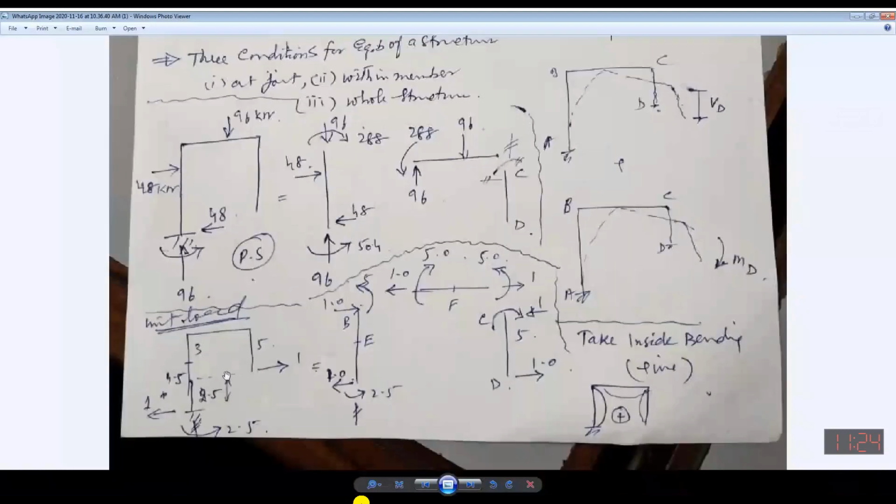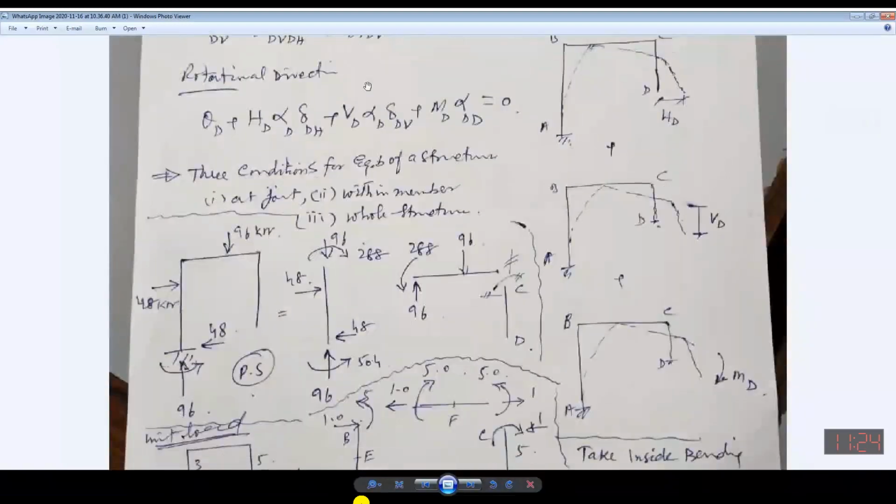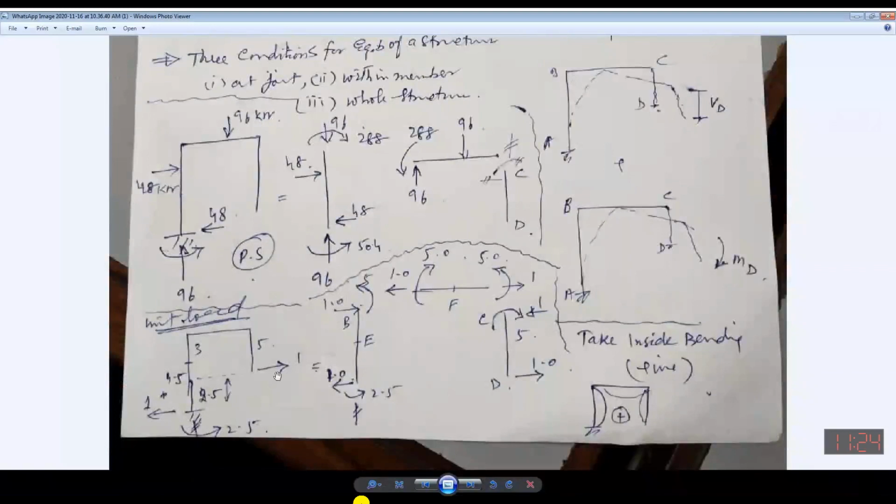This is also an exemplary calculation. As I have taken HD as a redundant, I will have to apply the unit load at the same location D in the horizontal direction, then this is 1. And this is the line of action. This is 5, this is 3, and this is 4.5, and the remaining distance will be 2.5. So the effect of this 1 will be in this direction, and its counteracting effect will be in this direction. So it will be 1 into 2.5, and the counteracting effect will be 2.5. This is for the whole structure.